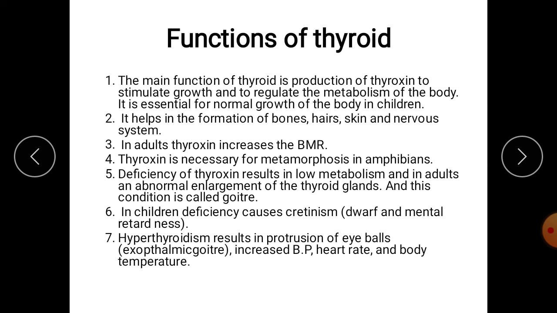Less secretion of thyroid leads to dwarfism. So for proper growth of the body, the production of thyroxine hormone is a must. The growth of the body is not only controlled by growth hormone secreted by the pituitary gland, it is also controlled by thyroxine secreted by the thyroid gland. So these are the few functions of thyroid gland.